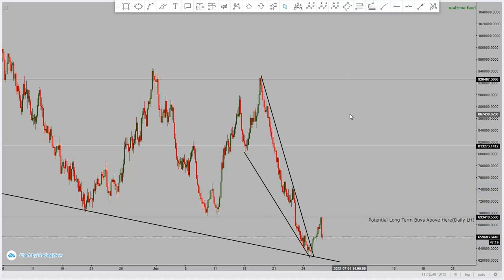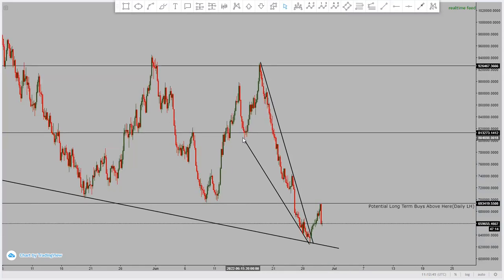This channel as well: the break of this channel also gave us the buying opportunities, all the buying opportunities that you saw us taking. The signal that we also gave, we took based upon the break of that channel. The break of that channel gave us all the opportunities that you saw us taking.